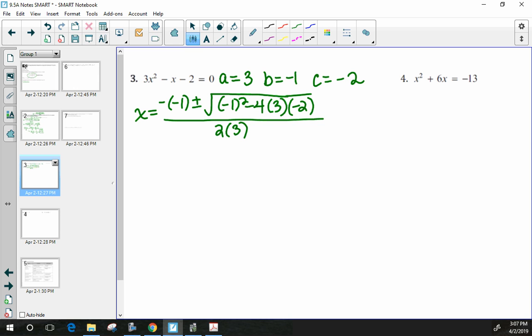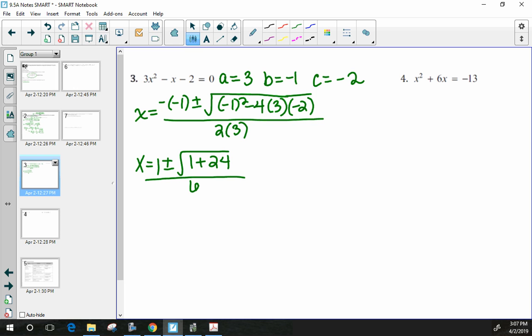The first term, double negative on the 1 becomes a +1. And then -1 squared is just 1. And then a -4 times 3 is a -12. And -12 times a -2 is a +24. I'll need that much here. Okay. All of that over 2 times 3, which is 6.